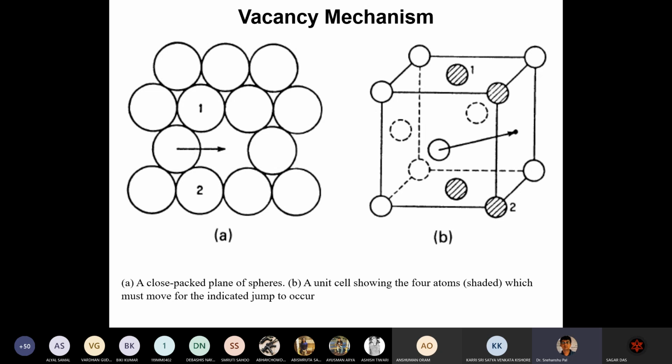But in a BCC lattice, the barrier for the jump of one atom into a vacant nearest neighbor site is much more complex, and the extended barrier consists of two sets of triangular barriers. The vacancy mechanism is thought to be the mechanism of self-diffusion of all pure metals and for essentially all substitutional solutes in alloys.